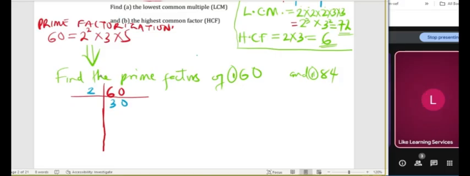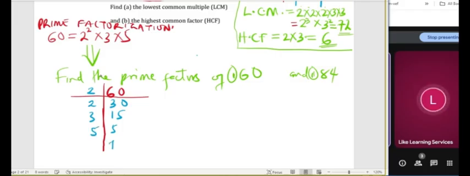30 divided by 2, you can pick 2 again. 30 divided by 2 is 15. Am I right? What can you pick again? 3. Okay, 15 divided by 3 is 5. What can you pick again? 5. 5 divided by 5 is 1.